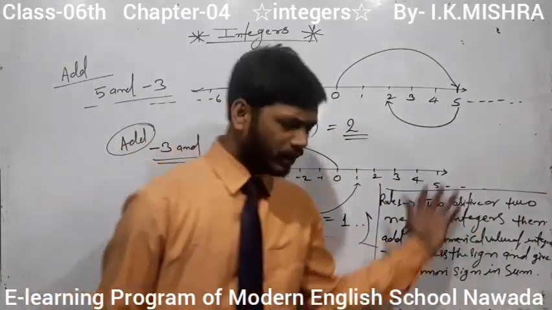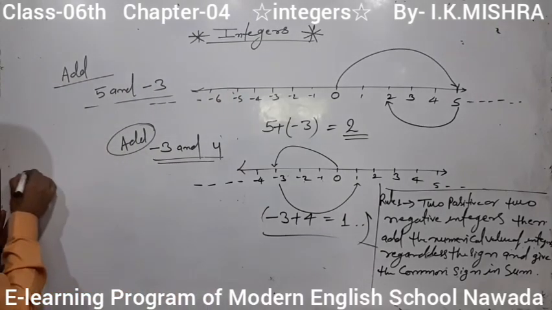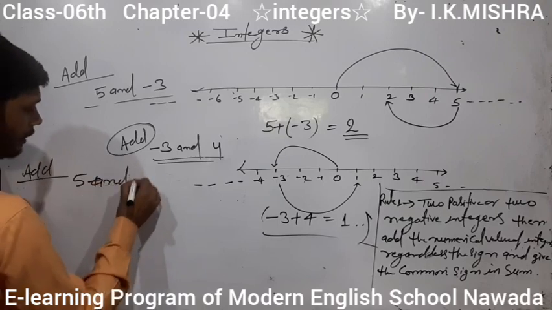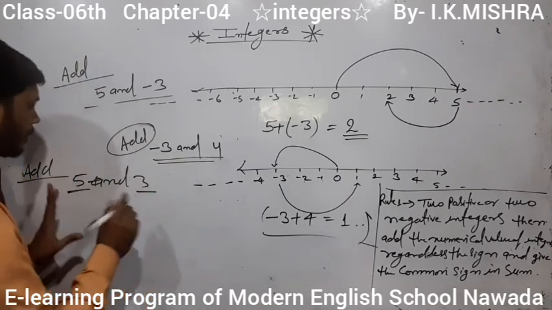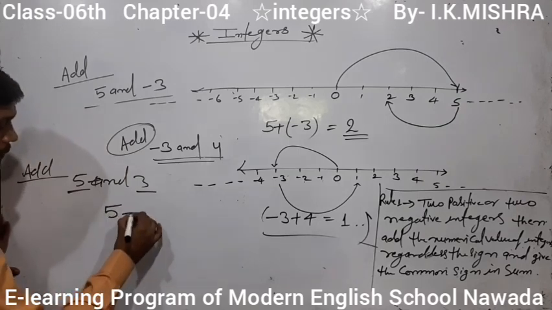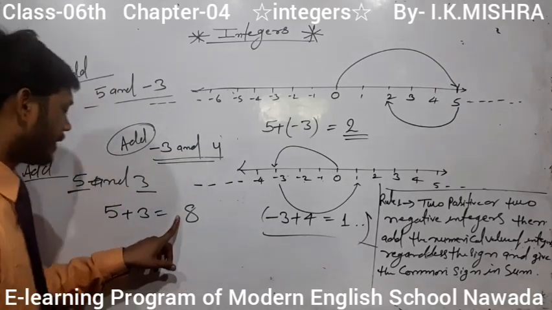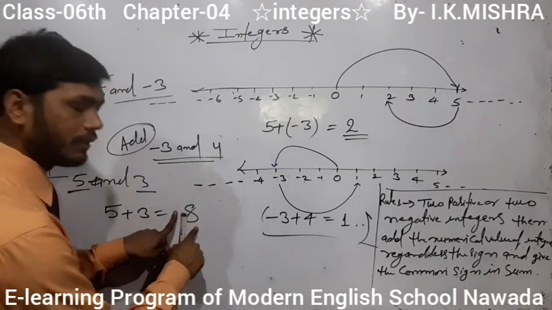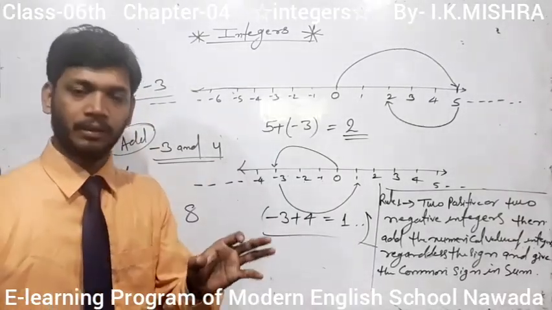Students, what do you mean by it? Suppose you have to add two positive integers, say 5 plus 3. Here 5 is a positive integer and 3 is also a positive integer. So first add the values: 5 plus 3 is 8, and it has a sign. Its common sign is positive, the plus sign. You know the positive sign is hidden with an integer.